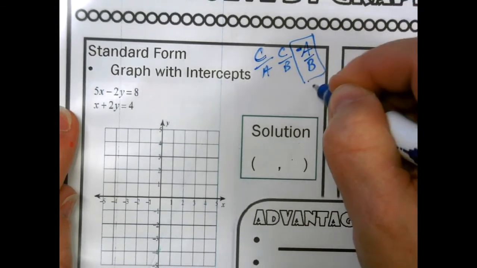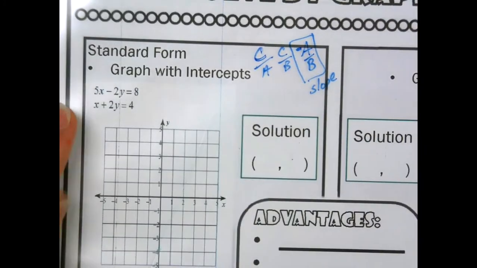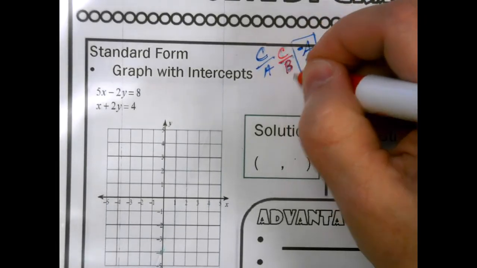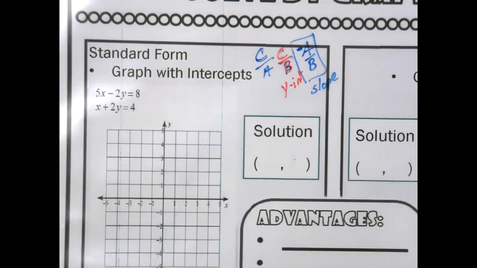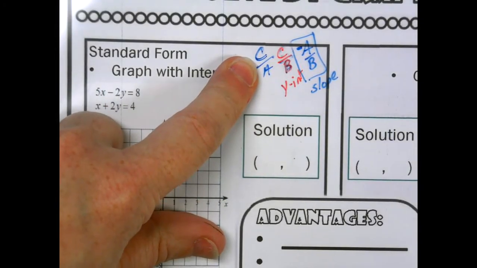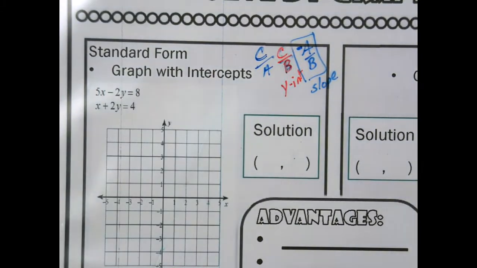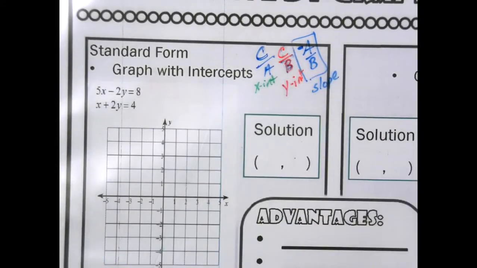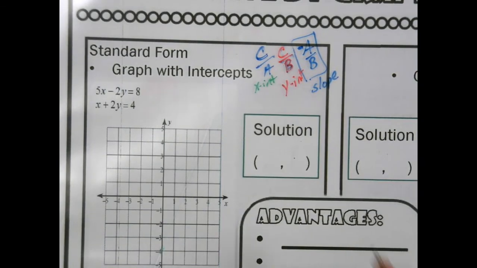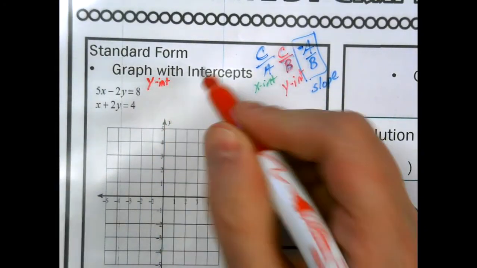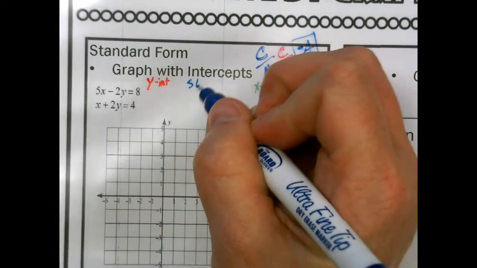So this right here is your slope, and this one right here is my y-intercept. What's the first one? The C over A? No, it's your x-intercept. C over A is your x-intercept. So we're just going to use our y-intercepts and our slopes for these.